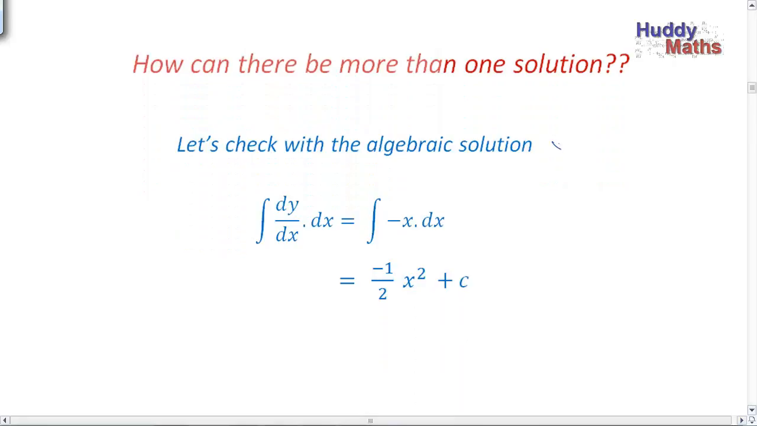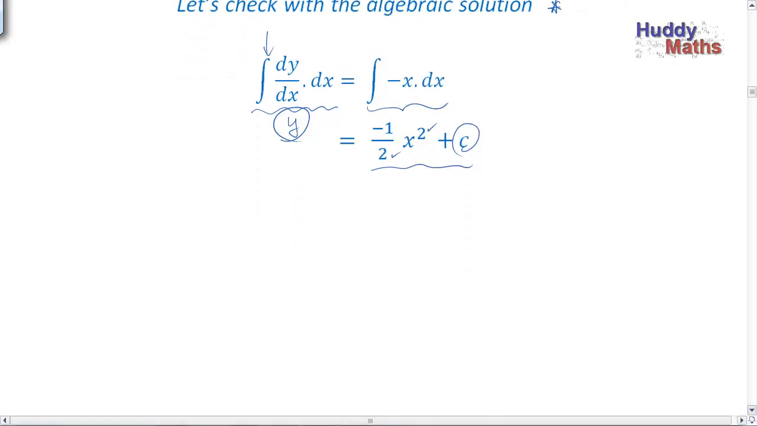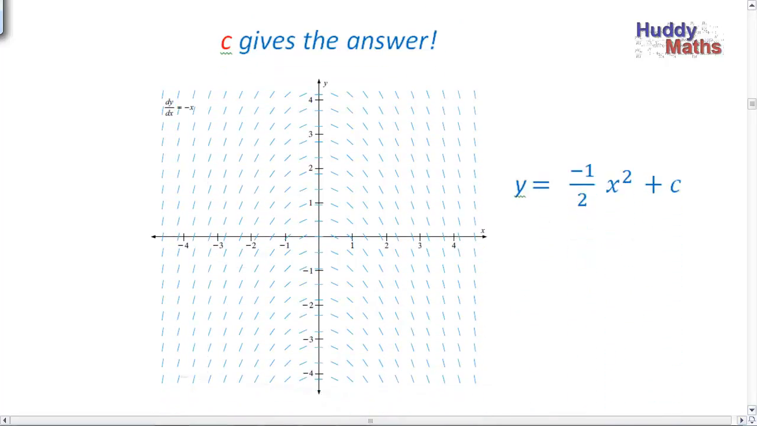Let's check by doing it algebraically, which is probably what you wanted to do in the first place. The integral of dy by dx with respect to x, you've got to integrate it to get y back again, don't you? Remember, the antiderivative of dy by dx, you'll get y. So y equals the integral of negative x with respect to x. Increase the power by 1, divide by the new power. So it's negative a half x squared plus C. I think that's the reason, and C gives the answer. Because here you have a whole family of them going through 1 or 2 or 3 or any other point.